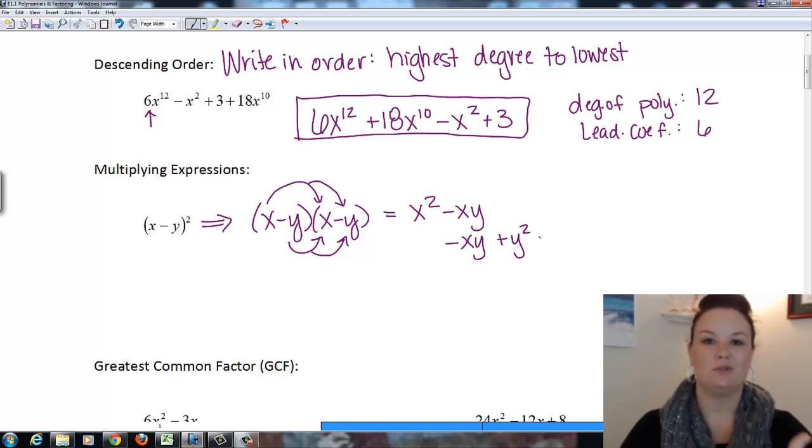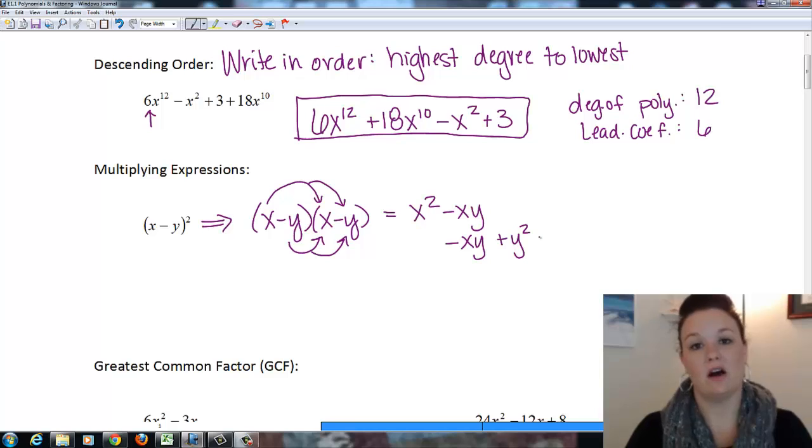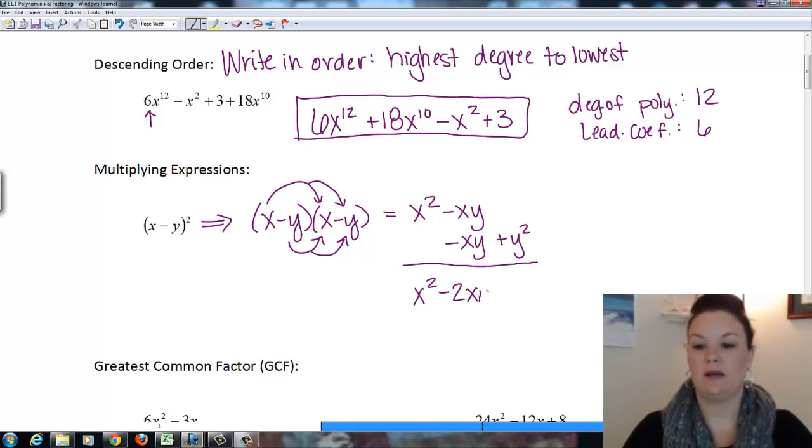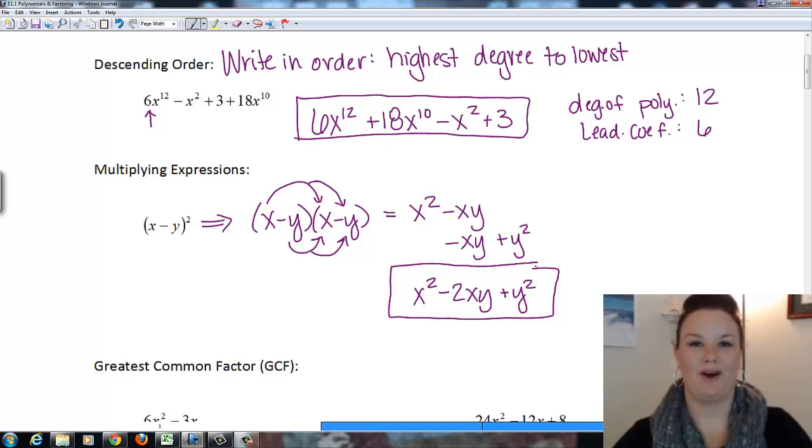Notice I do it in two separate lines so I can line up my like terms. You don't have to do it that way, but you do have to combine like terms before you get your final answer. So this would give me x squared minus 2xy plus y squared. Okay. So quick little brush up on multiplying.